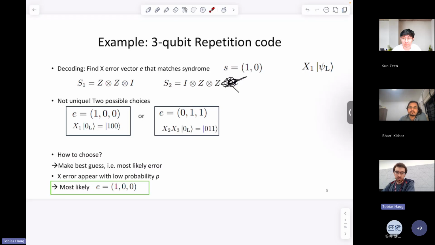And yeah, we have to make a choice. And we have to make the best possible choice that we can do. And the best possible choice is simply picking the error with the highest probability.